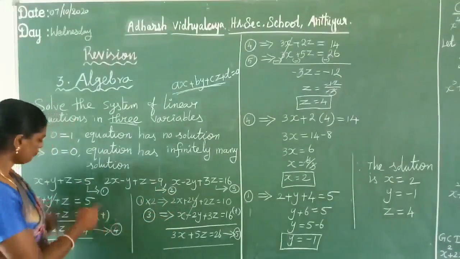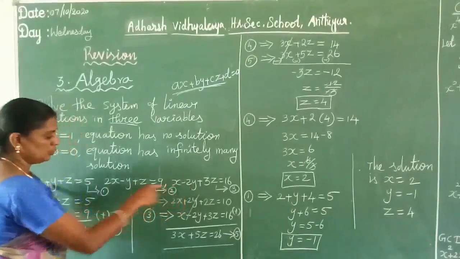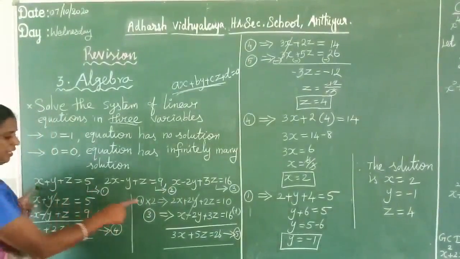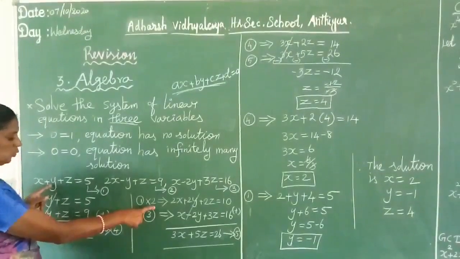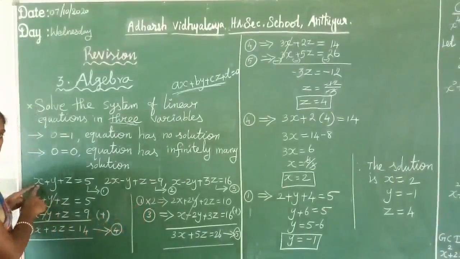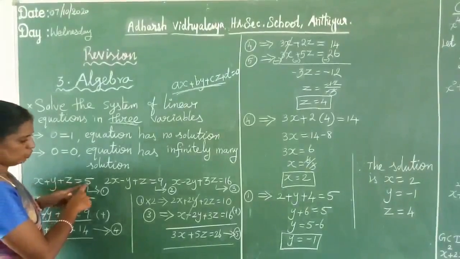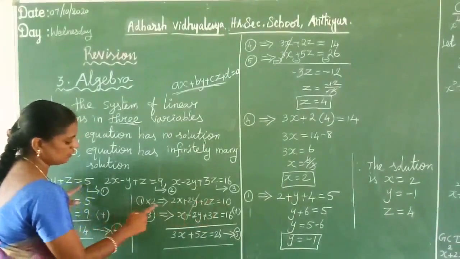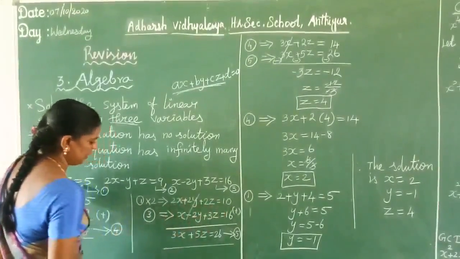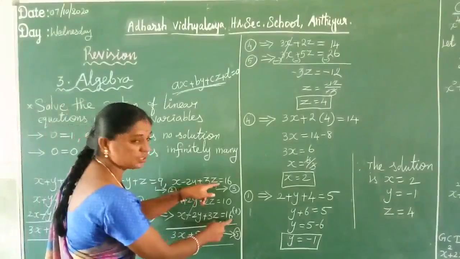How do we eliminate? Here the y coefficient is 1, but here minus 2. So these 2 coefficients we want to make the same. It means the first equation we want to multiply by 2. Then only we get 2y. So the first equation multiplied by 2 gives 2 into x, 2x, plus 2 into y, 2y, plus 2 into z, 2z, equal to 2 into 5, 10. So at last we get 2x plus 2y plus 2z equal to 10. And the third equation, x minus 2y plus 3z equal to 16.